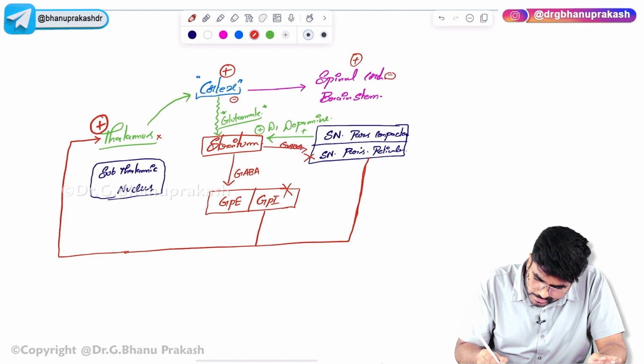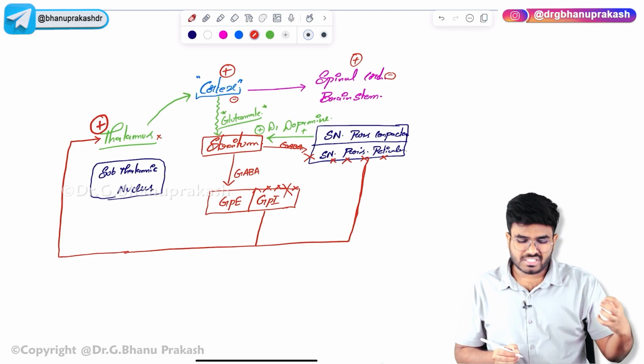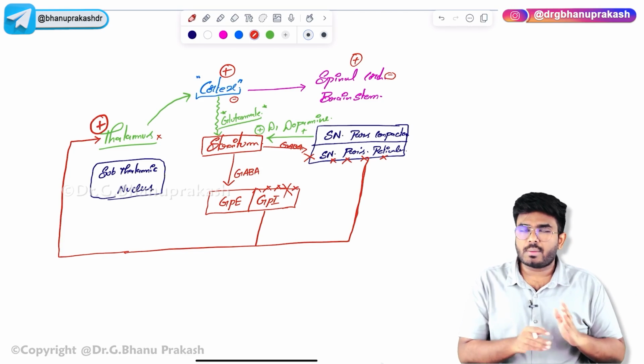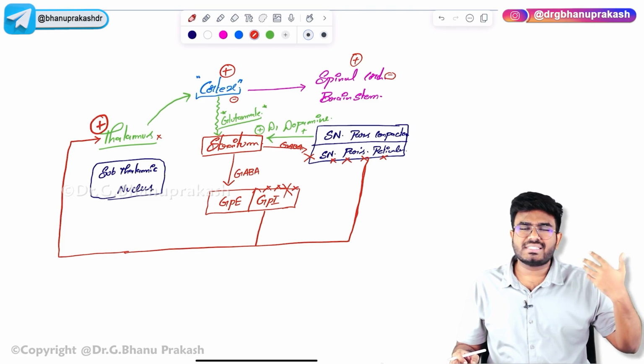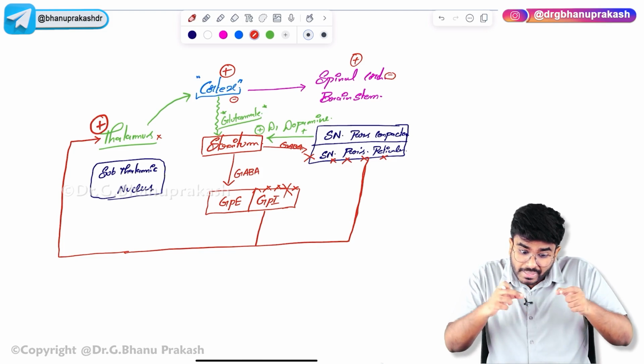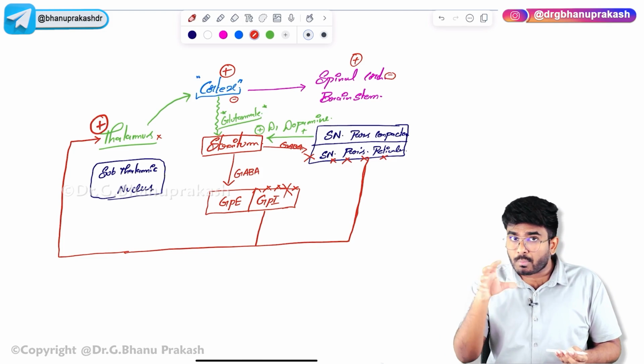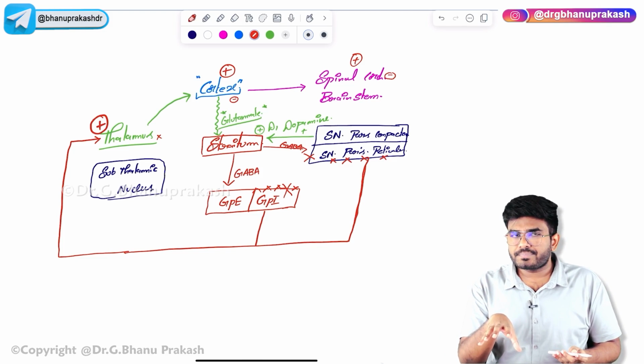Now this GABA is going to inhibit the substantia nigra pars reticulata, and the globus pallidus internus is going to be inhibited. So there is no GABAergic inhibition of the thalamus. So the thalamus is not inhibited, the thalamus is activated, and the cortex is activated. Which cortex? The primary motor cortex. The upper motor neurons of the primary motor cortex are going to be activated.